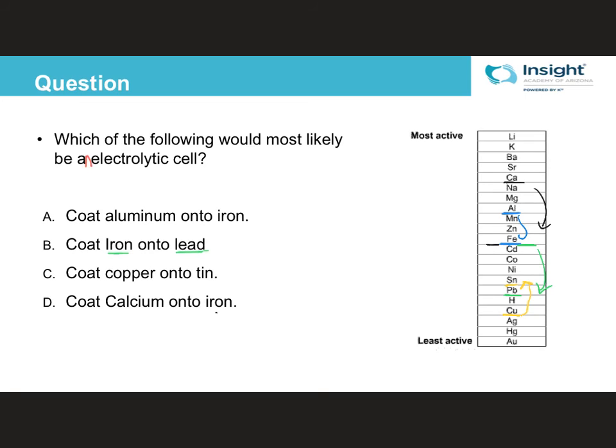Coating something active onto something not active is fairly easy to do. Coating something not active onto something that is active is hard. So it's this yellow one, the copper on tin, that's going to require your electrolytic cell.